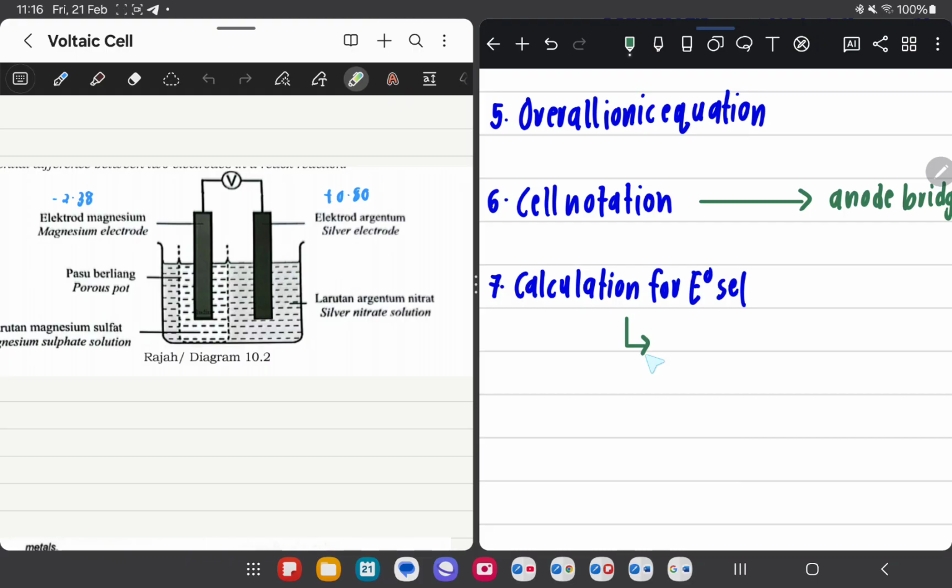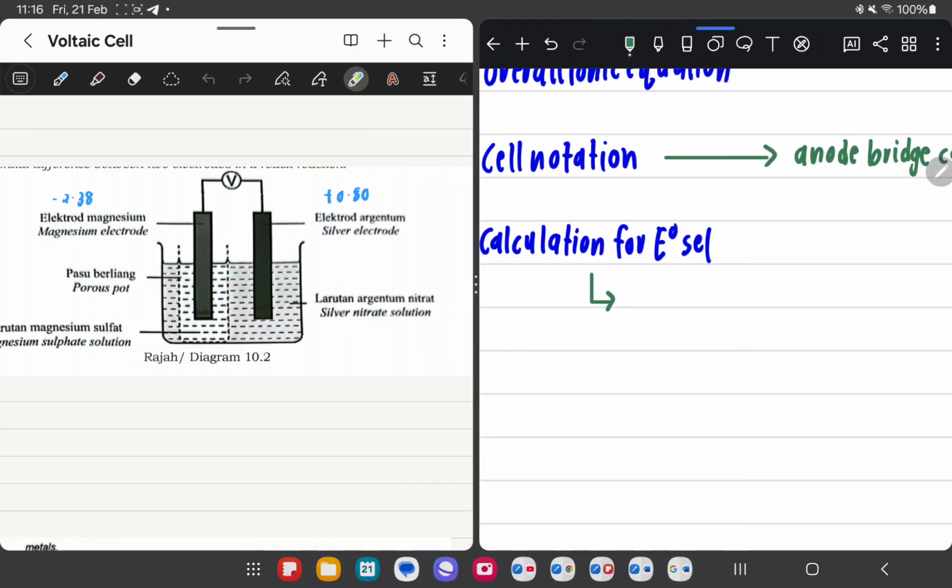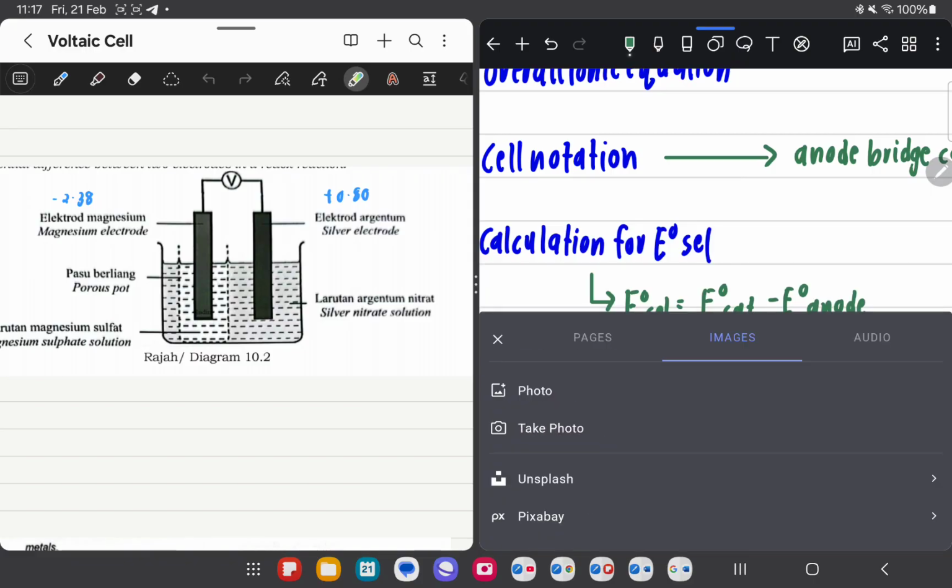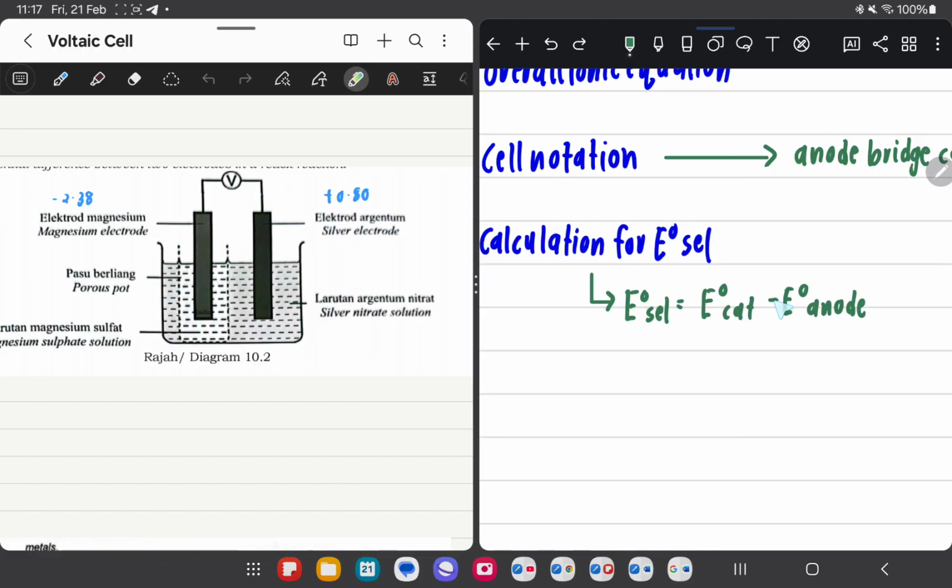Okay, and then next, calculation for E0 of cell. The calculation for E0 of cell is actually your formula, and it is as simple as this. E0 for the cell equals E0 at cathode minus E0 at anode. This is the formula. Remember that if, let's say, your anode has a negative value, the negative is not the same as this minus. This is subtraction, an operation. So the operation you just keep like this.